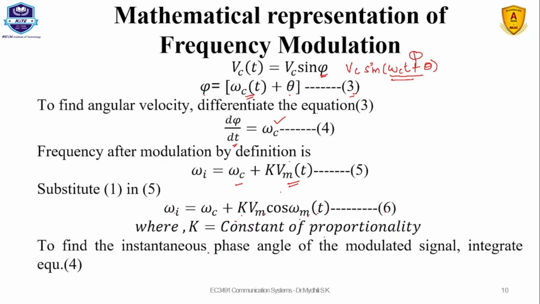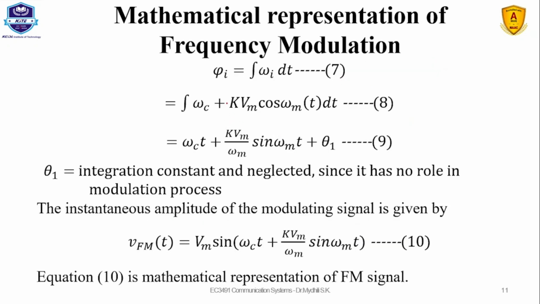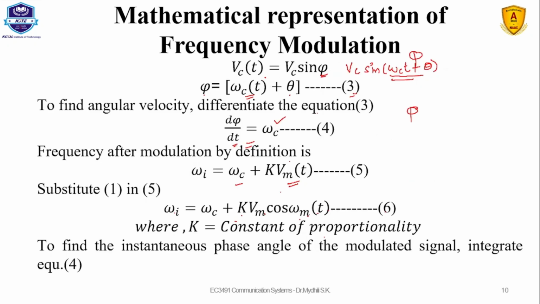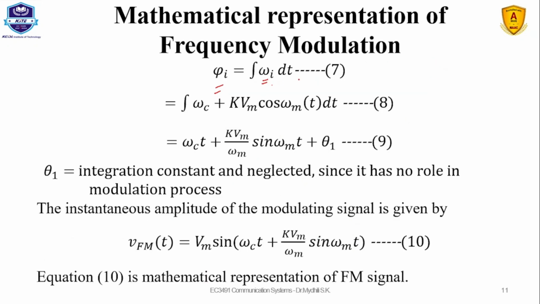Now to find the instantaneous phase angle of the modulated signal, we have to integrate this. So again arriving back here, instead of differentiation, if you integrate it, we will be getting the signal phi. So now that is done here by integrating the same equation. So phi of t is integrated with respect to omega i of t. This is the term we are representing, and we are going to substitute with respect to omega i.